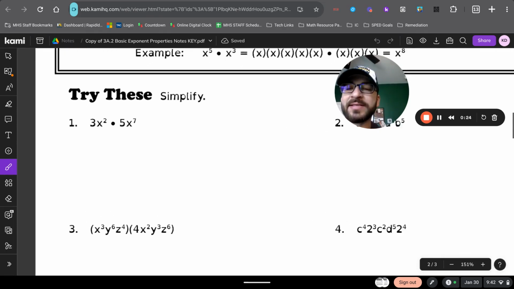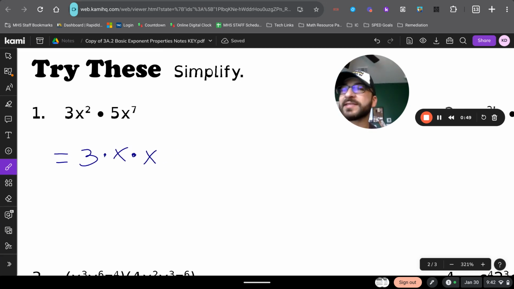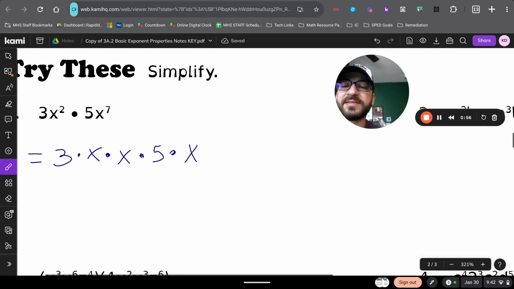So let's look at an example like number 1. We have 3x squared times 5x to the 7th. So when we're multiplying these numbers together, that 3 and the 5, they don't have an exponent on them, so I can just multiply those together. But let's go ahead and expand these and write this out before I just start multiplying. So that 3x squared is the same as 3 times x times x. And that 5x to the 7th is the same as 5 times 7 x's.